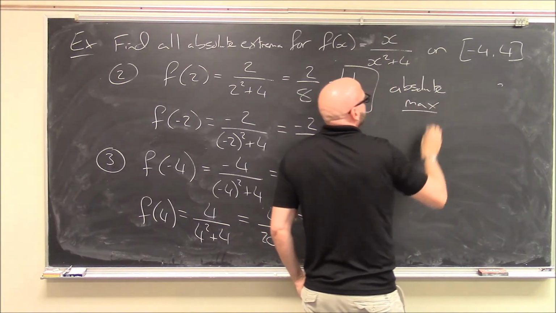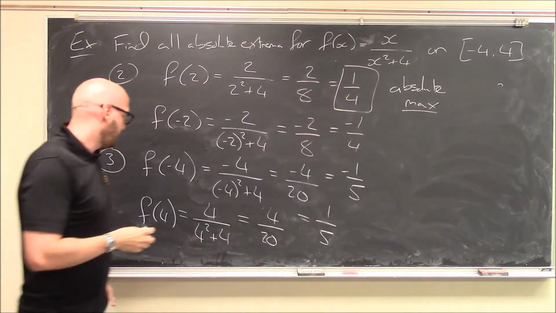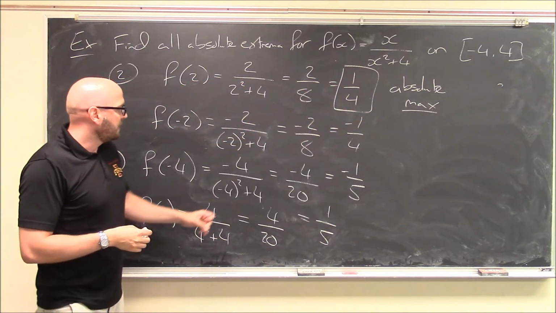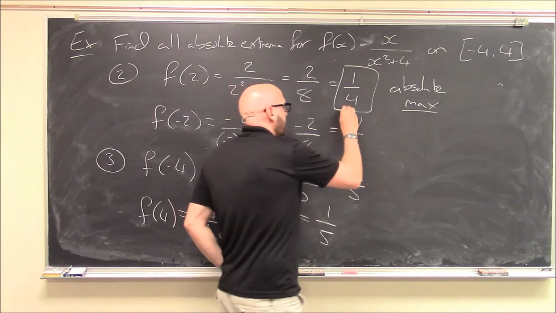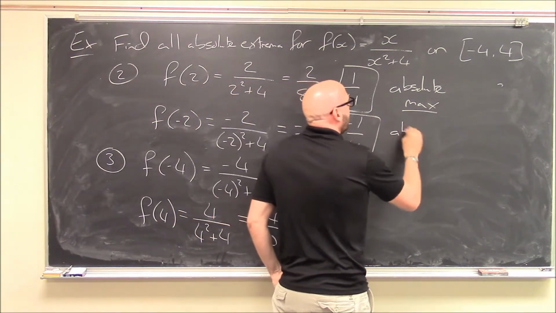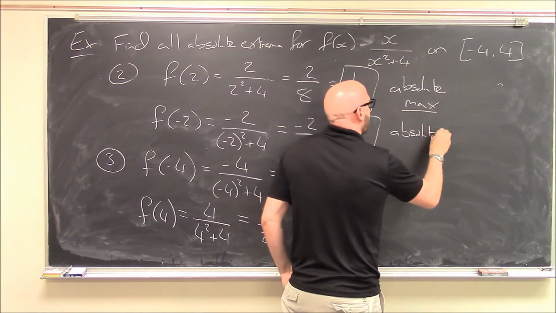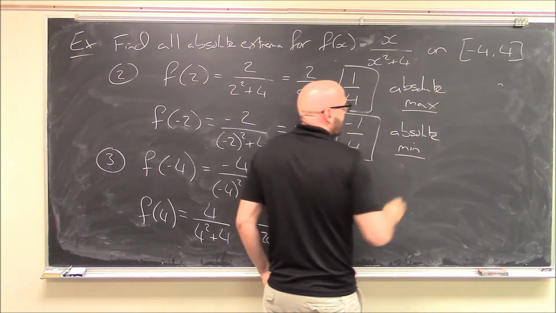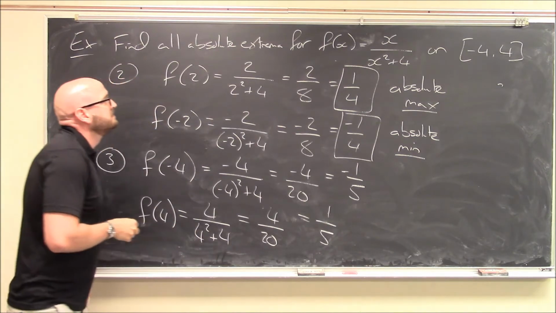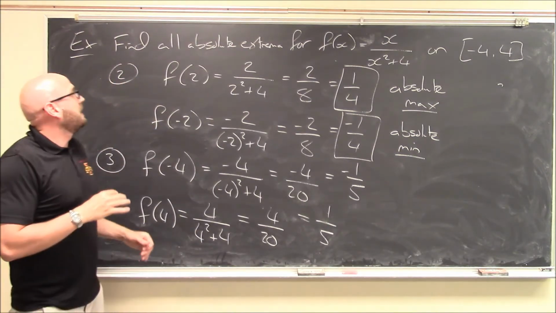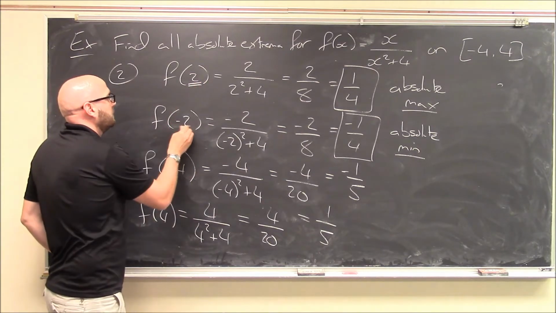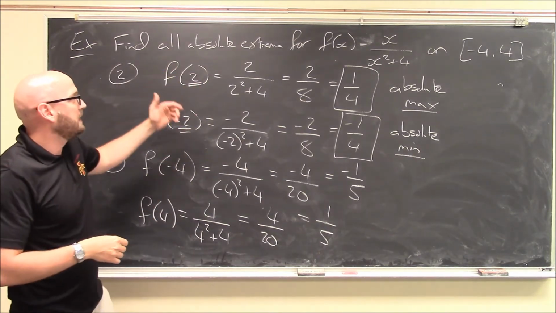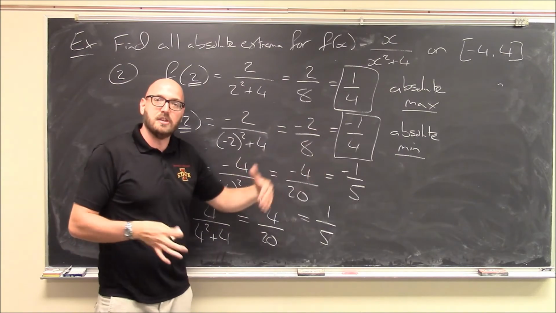Absolute minimum, minus 1/4 is smaller than minus 1/5, so right here is my absolute minimum. And the question did not ask where they occurred. If I want to know where they occurred, it would be the x values right here. But when it says find the absolute extrema, it wants the y values. It wants the actual values of the function.